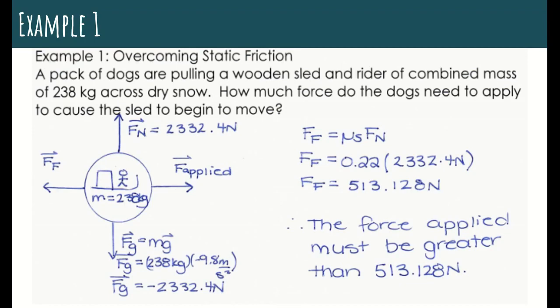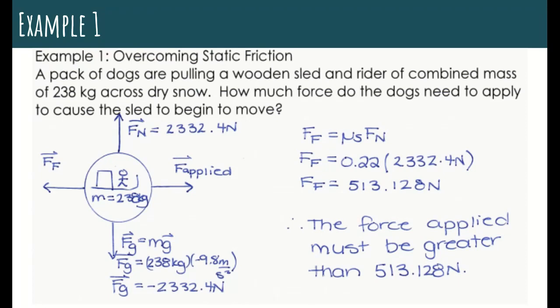In this case, we know what our two surfaces are. We have a wooden sled and dry snow. So we would be able to look on our chart and see that the coefficient of friction is 0.22. You are substituting those values into this simple formula to solve for the missing variable. We know that the normal force is 2,332.4 newtons up. We know that the coefficient of static friction for these two surfaces is 0.22.